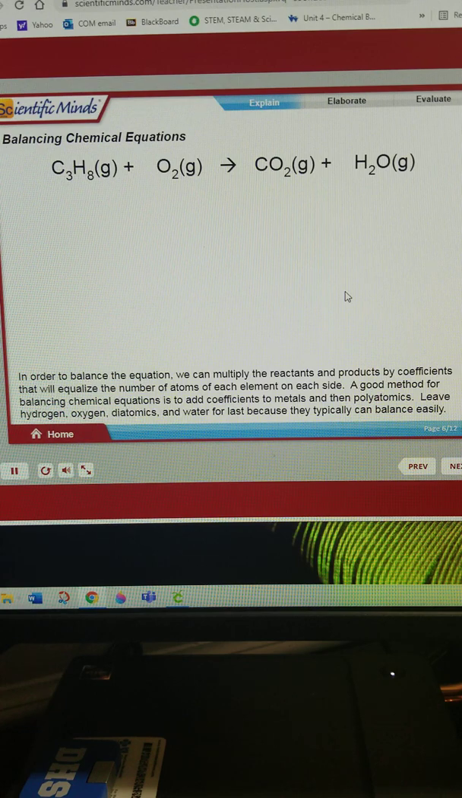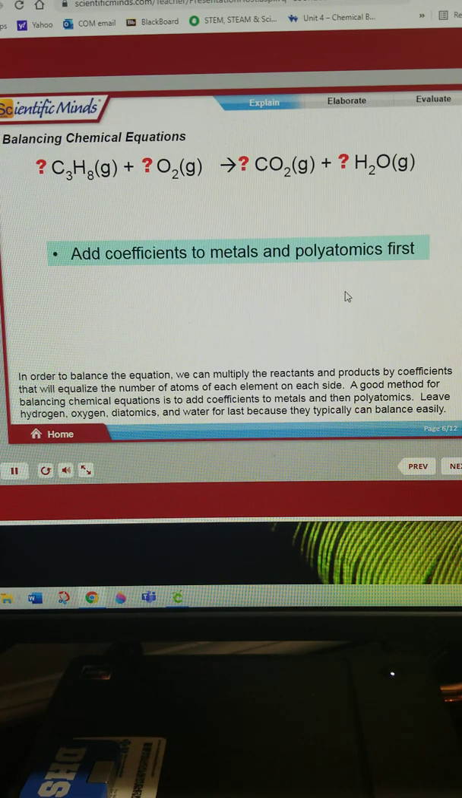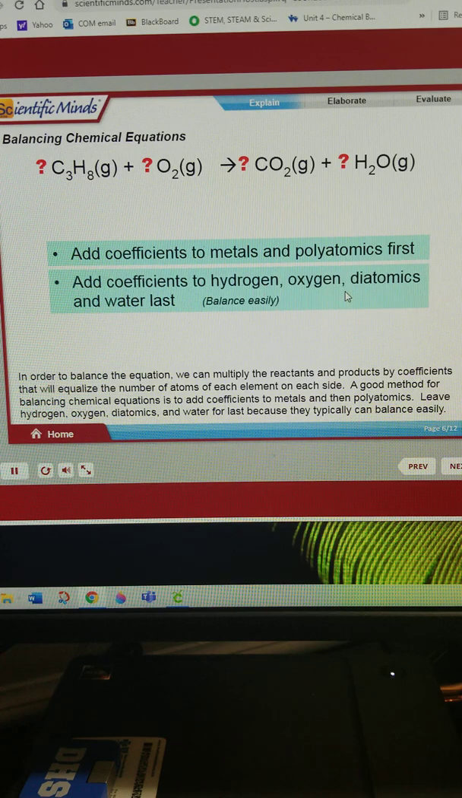In order to balance the equation, we can multiply the reactants and products by coefficients that will equalize the number of atoms of each element on each side. A good method for balancing chemical equations is to add coefficients to metals and then polyatomics. Leave hydrogen, oxygen, diatomics, and water for last, because they typically can balance easily.